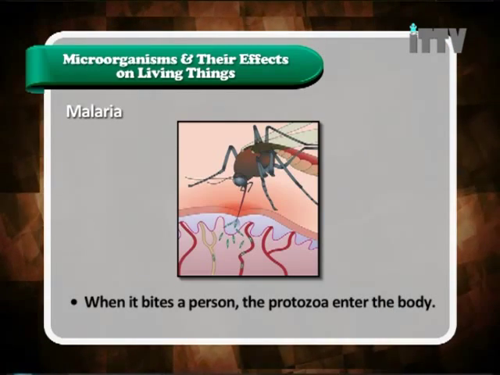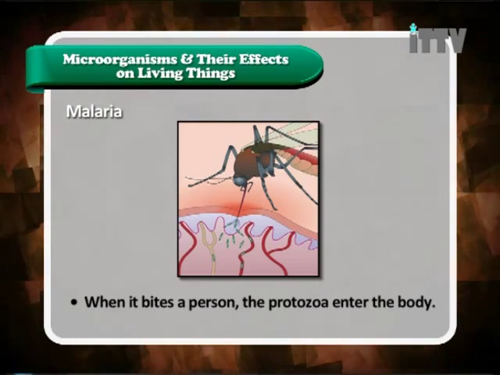Now, how does it transmit it to our body? Let's see. How is it transmitted? When it bites a person, the protozoa enter the body. So this is how it goes. It bites the person and the saliva, which contains this Plasmodium protozoa, enters the body.